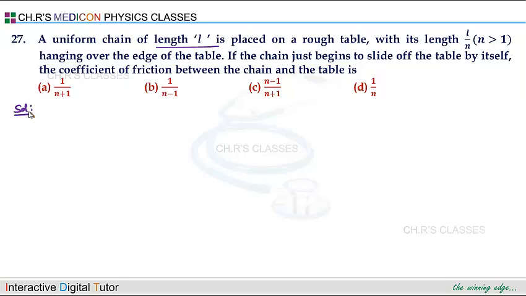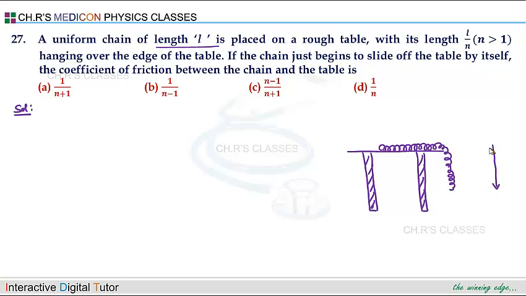Solution. Here is the given rough table, say. Now the chain is placed on the table so that a portion of the chain is suspended from an edge. It's given that the suspended length is L by N and the remaining length on the table is obviously L minus L by N.